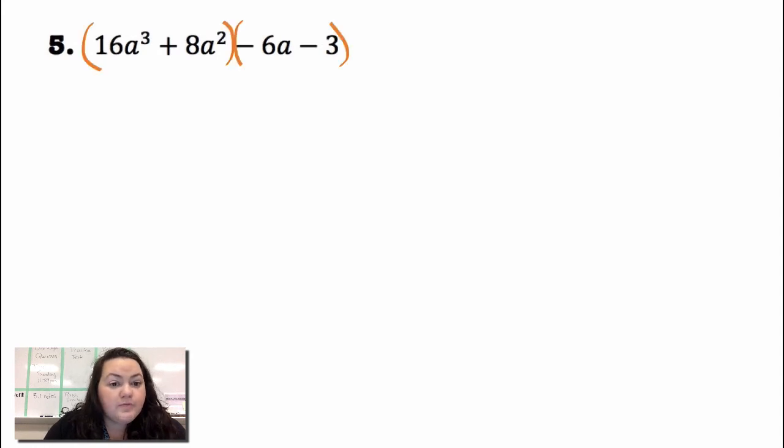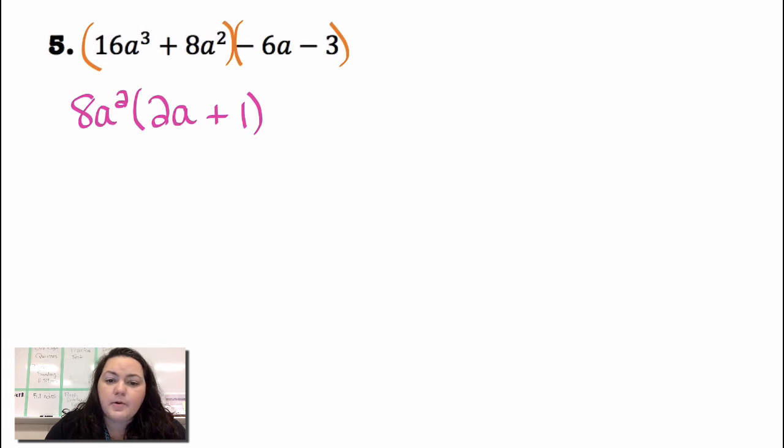I'm going to group and factor. In the first group, I can pull out an 8, goes into both 16 and 8, and an a squared, so 8a squared. 8 goes into 16 twice, and I still have an a, so 2a, and then 8a squared divided by 8a squared would give me 1.